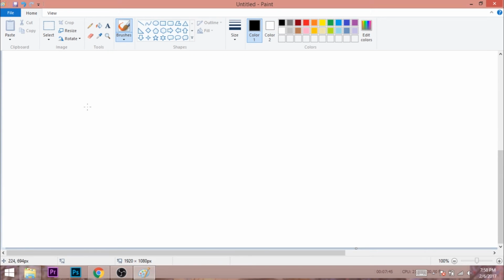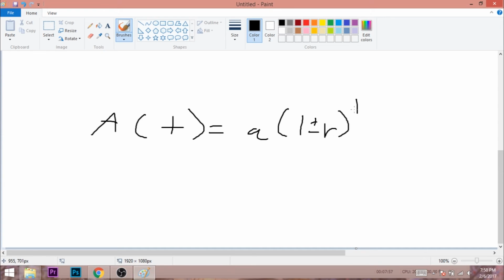And the second one is we're going to talk about exponential growth and decay. A(t) is equal to A(1 plus or minus r)^t. Now this looks very similar to the geometric sequence. In fact, it is really similar, except you don't have the minus 1 up here.